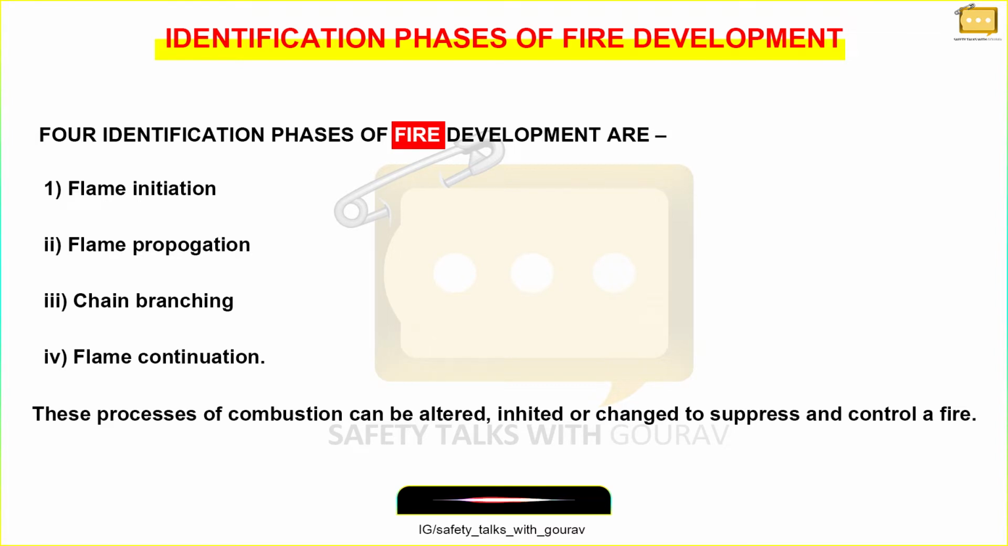Let's discuss first the identification phases of fire development. As you can see in the slide, there are four identification phases of fire development. The first one is flame initiation, second is flame propagation, third is chain branching, and the fourth is flame continuation. These processes of combustion can be altered, inhibited, or changed to suppress and control a fire. So this is it on the topic of identification phases of fire development.